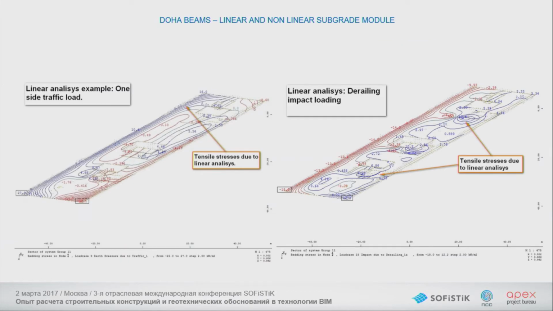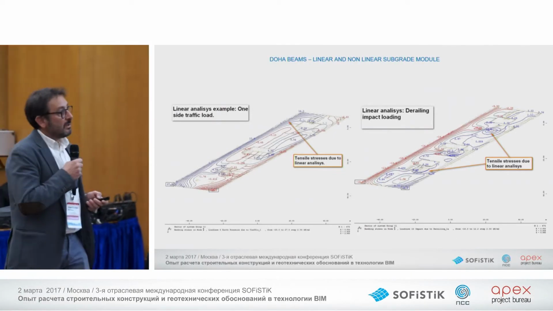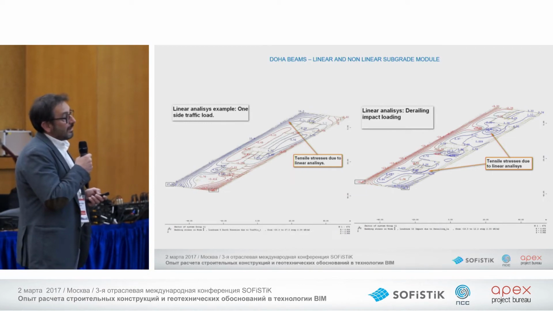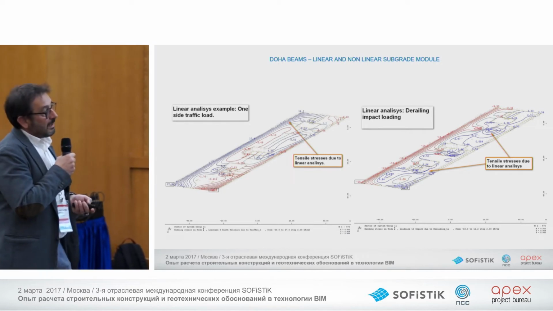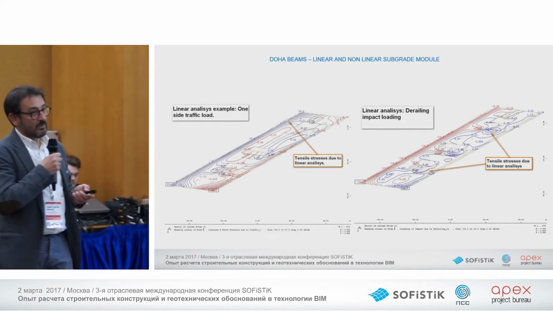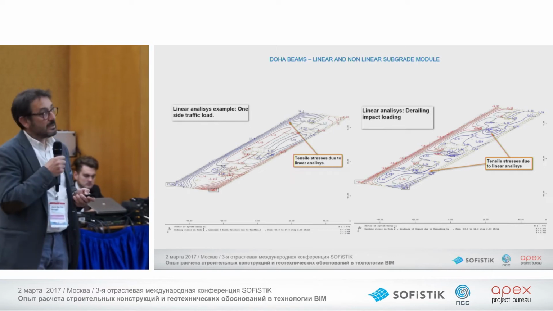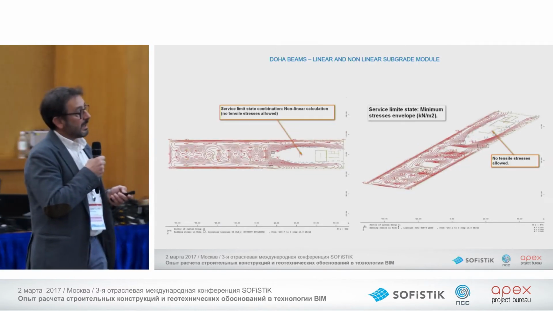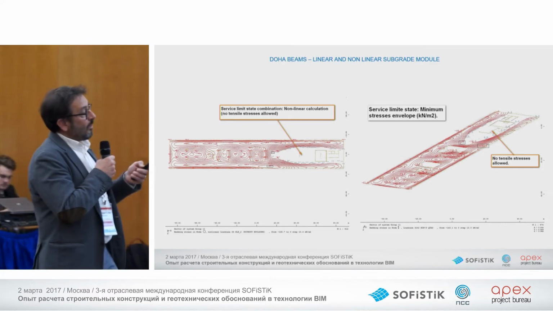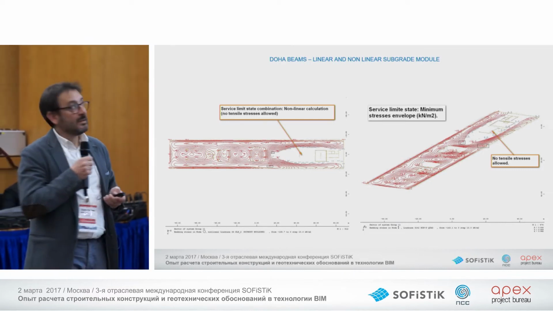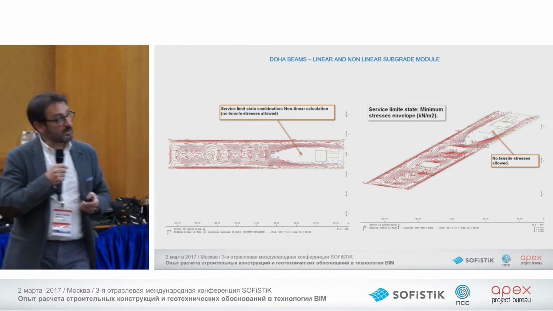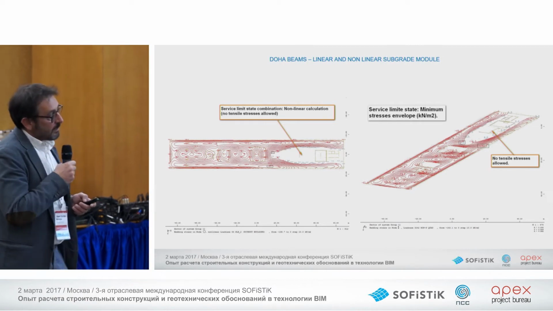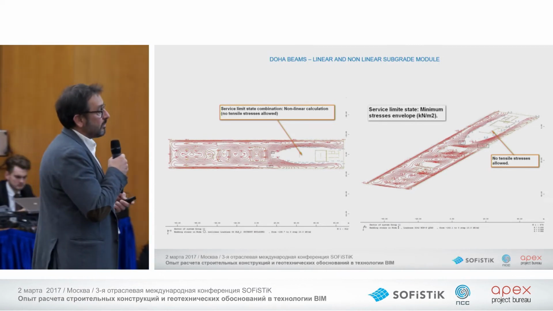Or for example, the consideration of nonlinear support in a foundation slab with compression and no tension. If you make a normal spring in that kind of support, you have wrong results. You have to discover there are wide areas without tension, and it's only possible with nonlinear modulus reaction, subgrade reaction modulus in your model.